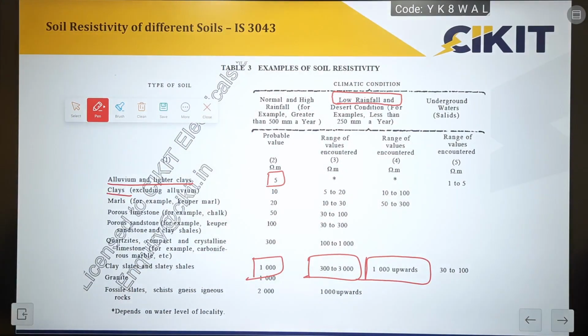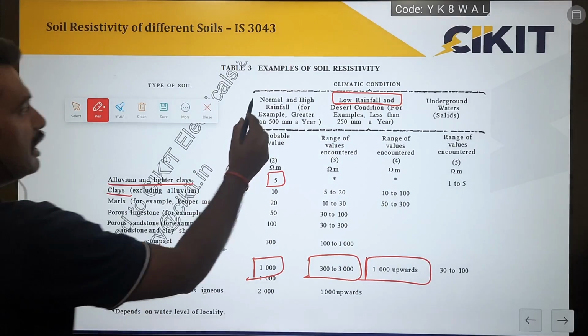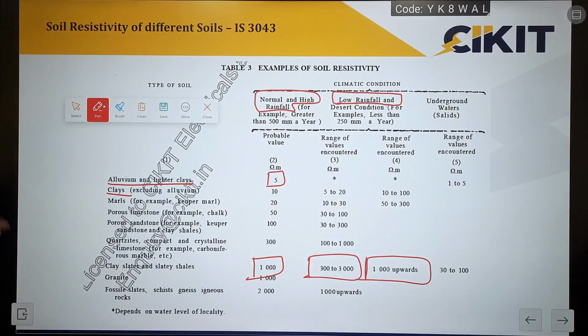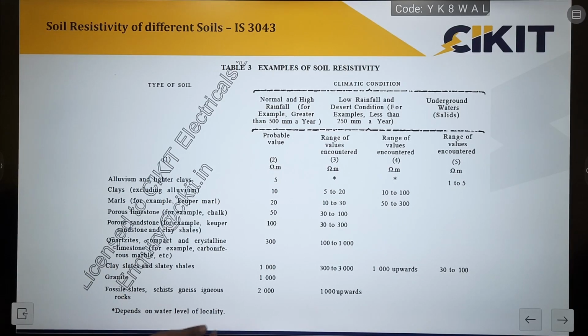So based upon the different types of soils and the moisture content, the resistivity of the soil will be different. The standard has provided a simple table for the different types of soils for different moisture content as well. It is for normal and high rainfall, and this is for low rainfall. From this graph, we can observe that the resistivity will be different for different soil conditions, and even for the same type of soil, it will be different for different moisture content in the soil. If the moisture content is higher, then definitely the resistivity will be lower.